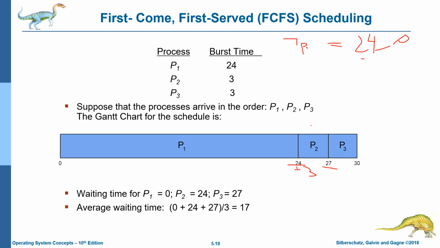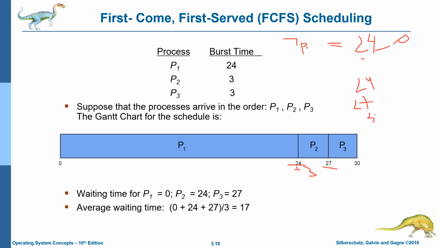As P2 completes its execution at 27, the turnaround time of P2 is 27 minus 0, which equals 27. P3 completes at 30, so 30 minus 0 equals 30. So the turnaround time will be calculated for each process, and the waiting time will also be calculated for each process. The turnaround time of the first process is 24, the second process is 27, and the third process is 30.